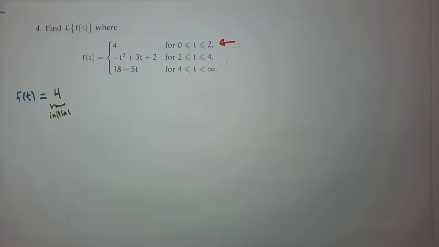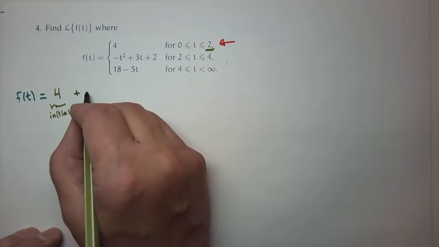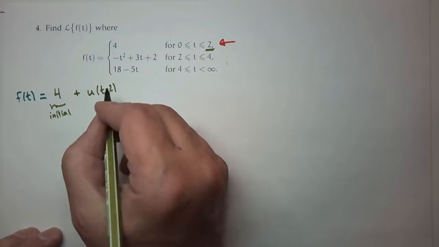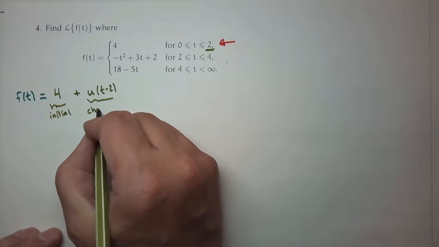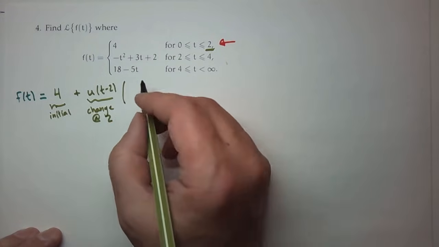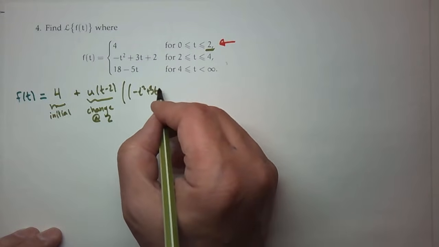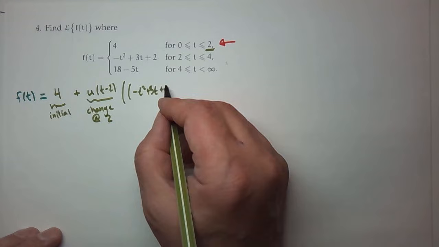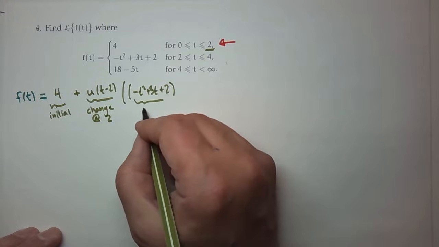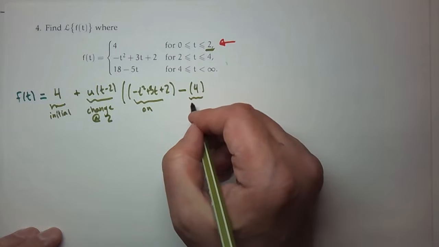Now, where do we change behaviors? 2. Right, we can see it goes up to 2. So wherever you change behavior, you're going to add an on-off switch. So this is saying there's a change at 2. And now, what's the change? Well, you say, what came after? You're turning that on, minus t squared plus 3t plus 2. So here we have on. And subtract what came before. So we're turning that off.